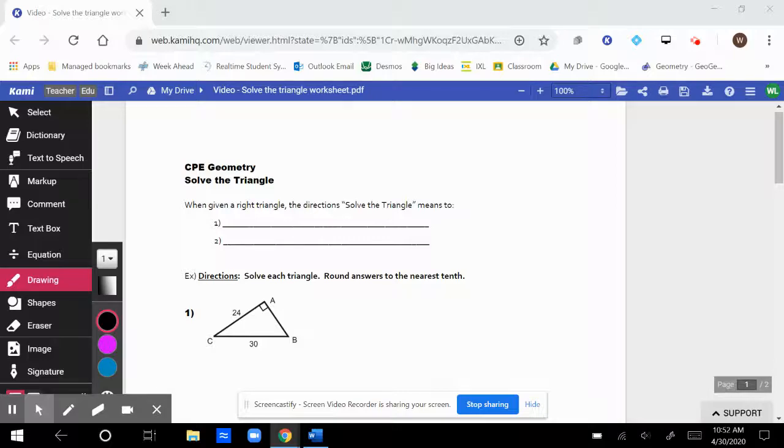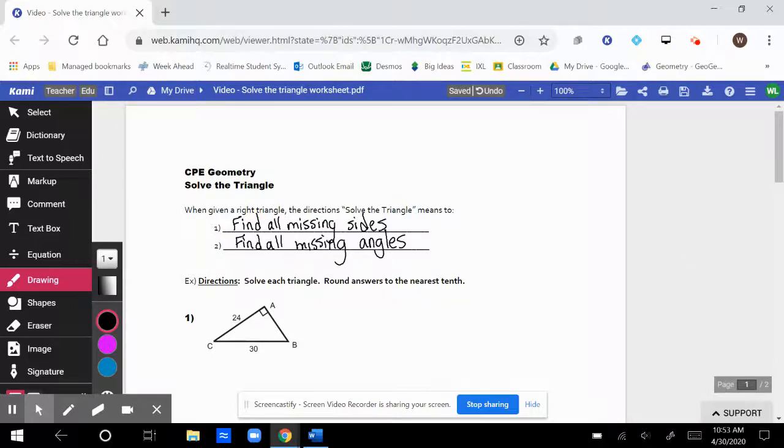So when you see the directions solve the triangle, number one, find all your missing side lengths. And number two, find all your missing angle measures. We're pretty much not doing anything new here today, but putting together your last two lessons: finding sides, then finding angles. Now you're doing both. You're combining it all into one.